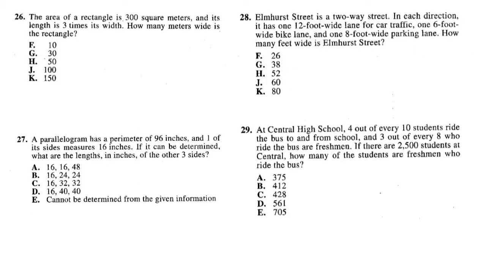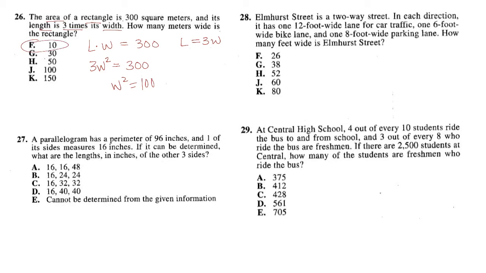Okay, on number 26, the area of a rectangle. So area, rectangle, I know length times width is 300. And let's see, its length is 3 times its width. So I know L equals 3W. And so I'm going to make that substitution over here. So I have 3W times that W equals 300. So we see W squared is 100. So W has to be 10.